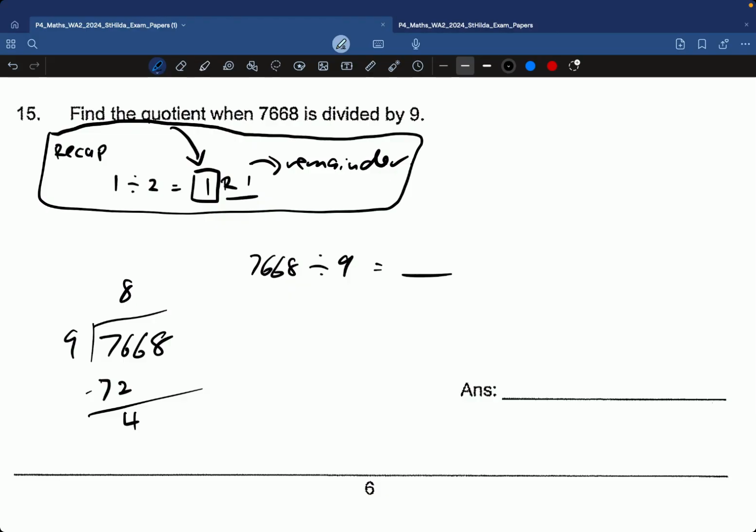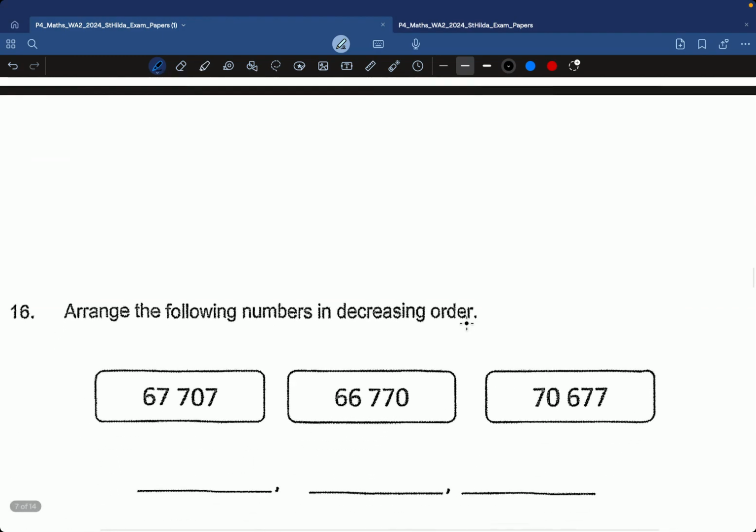We cannot use 4, so we have 46. We can subtract 45, which is a multiple of 9. Then we will be left with 18. 18 minus 18 will become 0. So the answer is 852. I'm expecting a remainder, but it didn't have a remainder. So yeah, great. All right, let's move on to question 16.